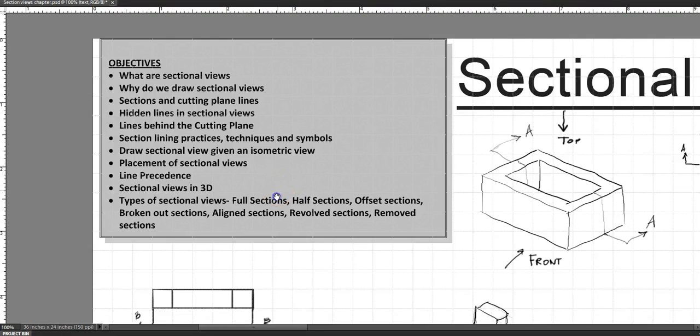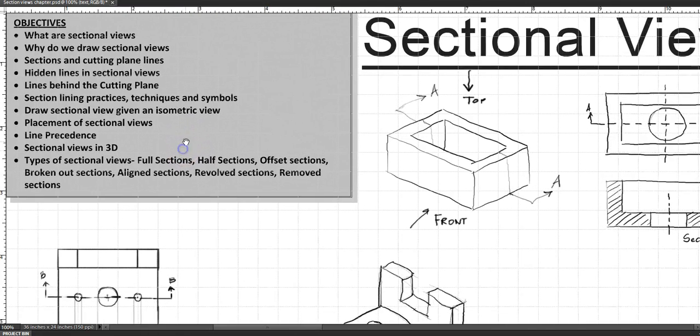Sectional views are orthographic views, just like your top view, front view, side view. It's one of those orthographic views that are used by the designer to show features that are hidden. So that's the reason why we draw sectional views.